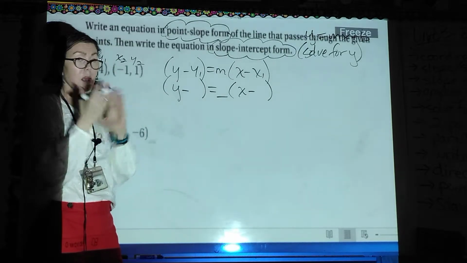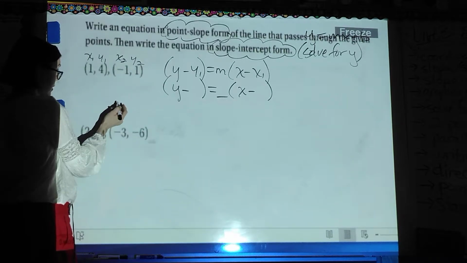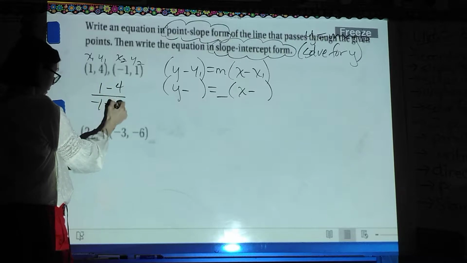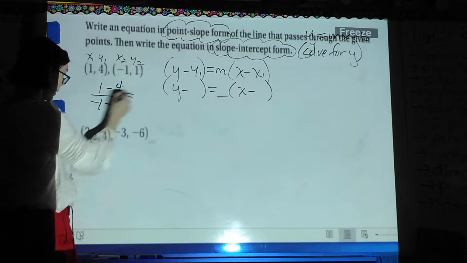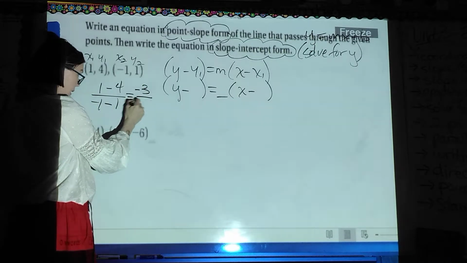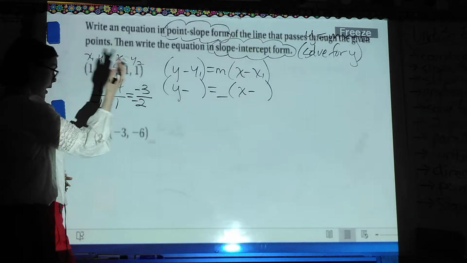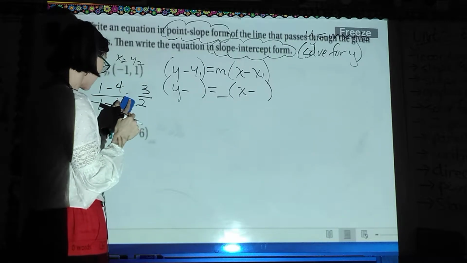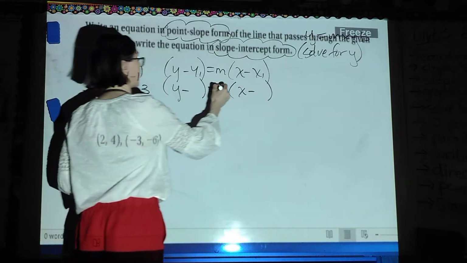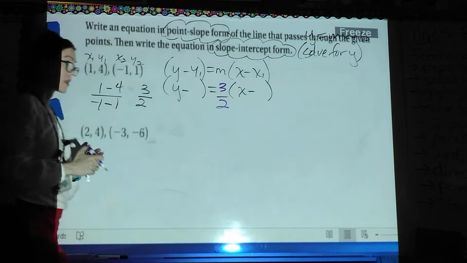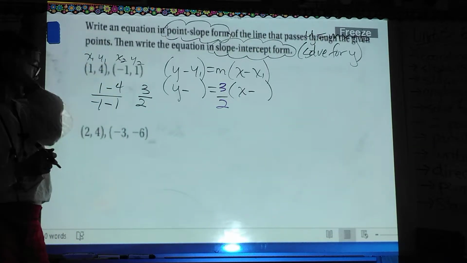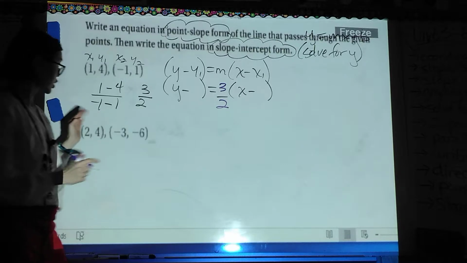Step 1, what did we say? Find the slope, which is going to be 1 minus 4 over negative 1 minus 1. And so we have 1 minus 4 is negative 3, and negative 1 minus 1 is a negative 2. So a negative divided by a negative gives you a positive. So we have a positive 3 halves. Okay? So we're going to put 3 halves here. This is a great example, because we didn't do a fraction yet. This is amazing.